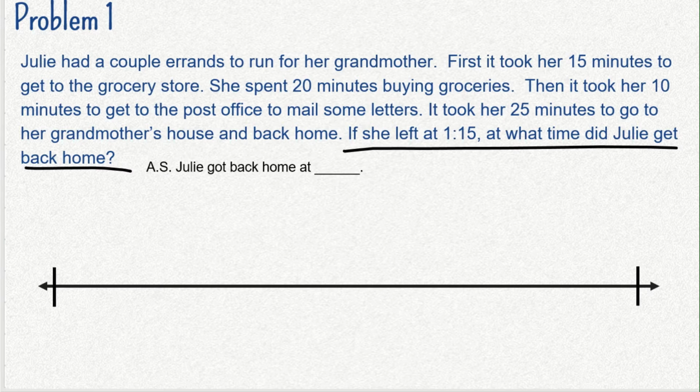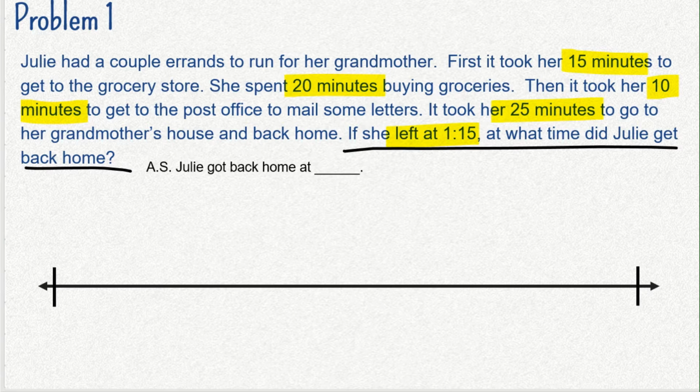Julie had a couple of errands to run for her grandmother. First, it took her 15 minutes to get to the grocery store. She spent 20 minutes buying groceries. Then it took her 10 minutes to get to the post office to mail some letters. And then it took her 25 minutes to get to her grandmother's house and back home. Here's some more important information. She left at 1:15. So that tells me that is the start time.